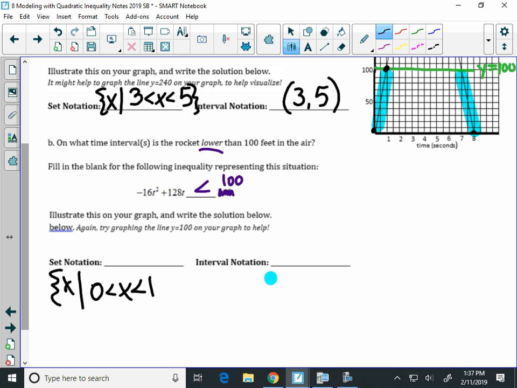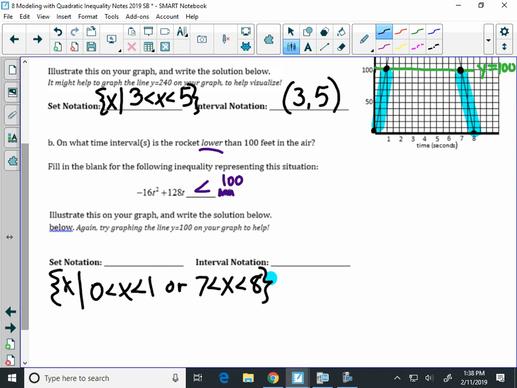There's no infinity this time. You're not just writing x is less than 1. We can only have a time interval from 0 to 1. Then I write the word or. And what interval now on this portion am I under 100 feet? 7 to 8. Right? So this one you can't go to infinity because it doesn't actually make sense.